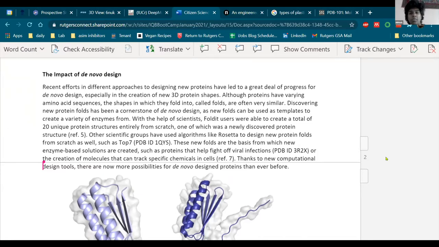With the help of scientists, FoldIt users were able to create a total of 20 unique protein structures entirely from scratch, one of which was a newly discovered protein structure. Other scientific groups have used algorithms like Rosetta to design new protein folds from scratch as well, such as Top7. These new folds are the basis from which new enzyme-based solutions are created, such as proteins that help fight off viral infections or the creation of molecules that can track specific chemicals in cells. Thanks to new computational design tools, there are now more possibilities for de novo design proteins than ever before.